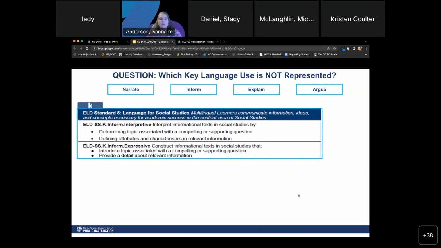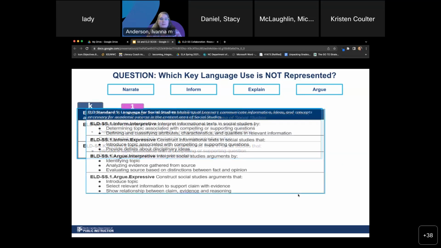So let's see what happens when we go to our next grade, which is first grade. So type in the chat box, what do you see here? In kindergarten, we saw inform. Which of the key language uses do we see in first grade? There we go. Inform and argue. Yes, we see argue, inform, and argue. So we've moved from just inform in kindergarten to inform and argue in first grade.